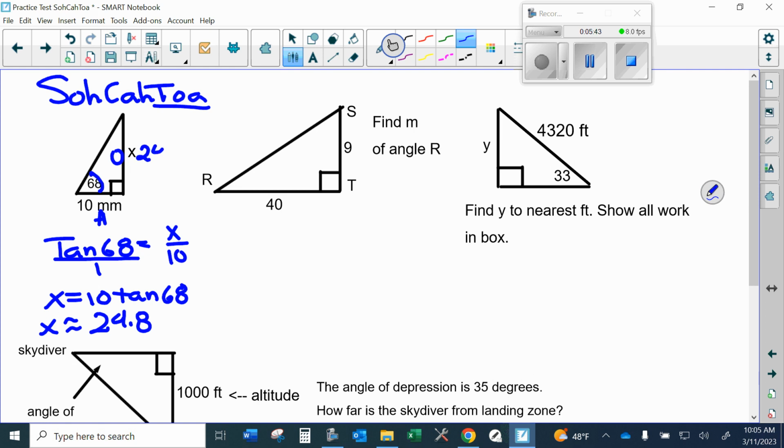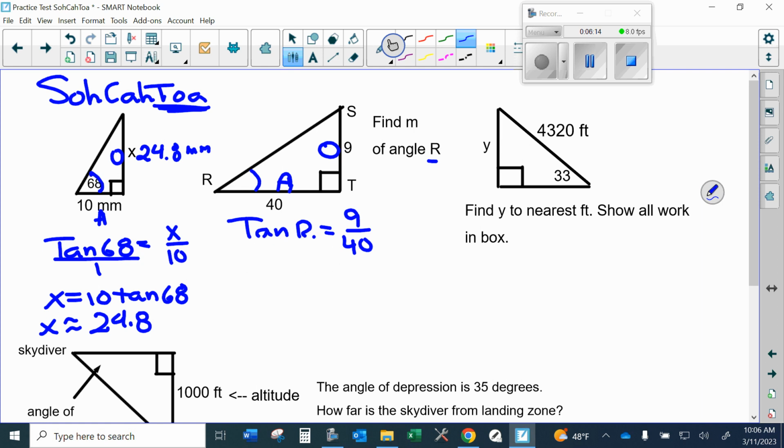So 24.8, and it's millimeters. Okay. Notice we'll have one where you're going to find the angle R. So that's my reference angle. I fill in the two that give me the opposite and the adjacent. So again, that's tangent: opposite over adjacent. So I have tangent of R equals the opposite 9 over the adjacent 40.